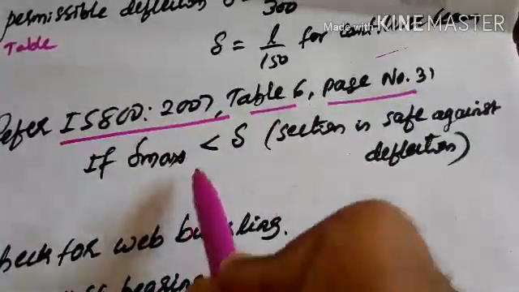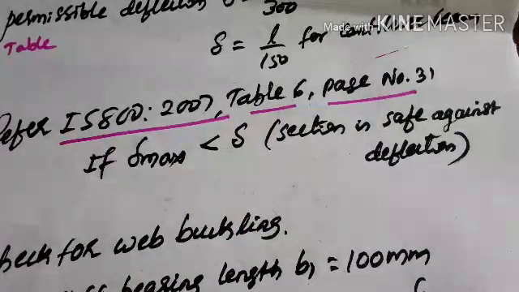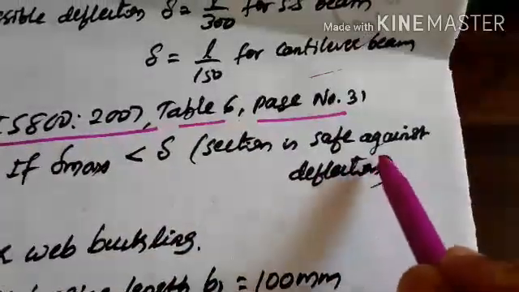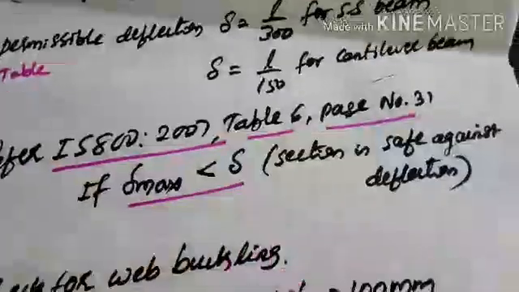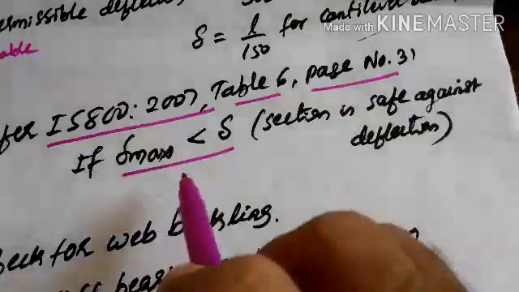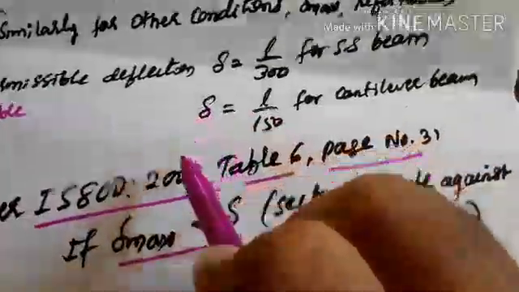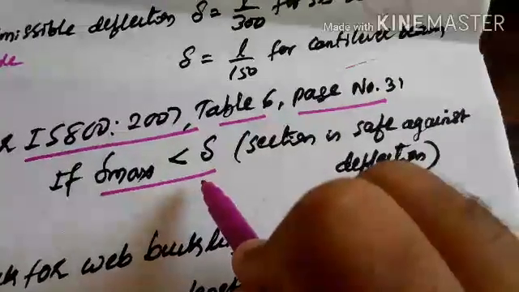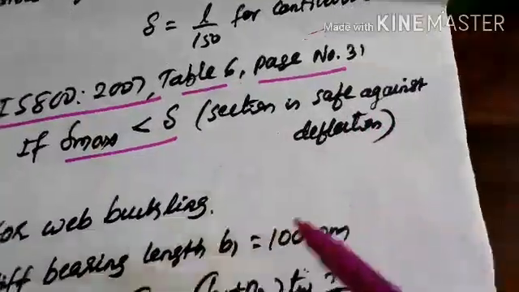If delta max is less than the permissible delta, then the section is safe against deflection. If the maximum deflection you get is within the permissible value according to the code, then the section is safe against deflection.